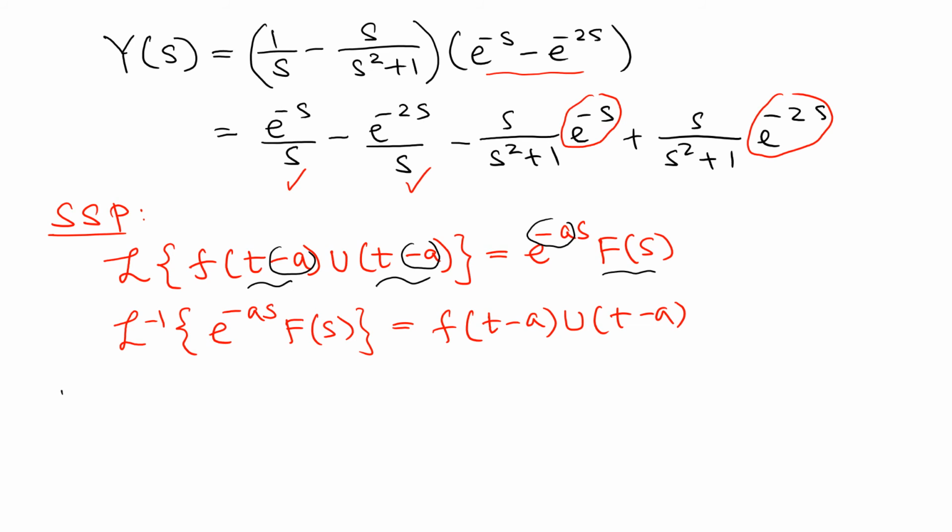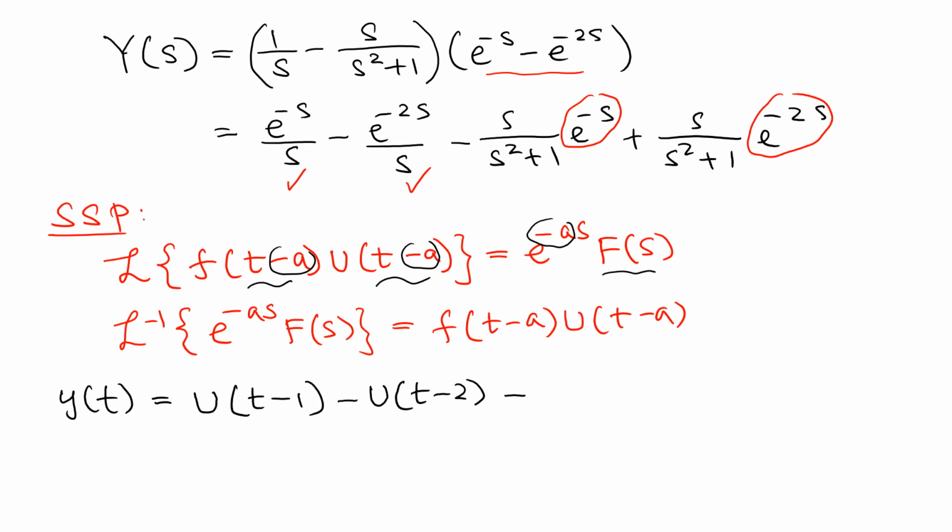So that means it's going to be y(t). You get the inverse term by term. The first one is simply u(t minus 1), because we know that the inverse of e to the minus a s over s is u(t minus a). Similarly, the second one is u(t minus 2).